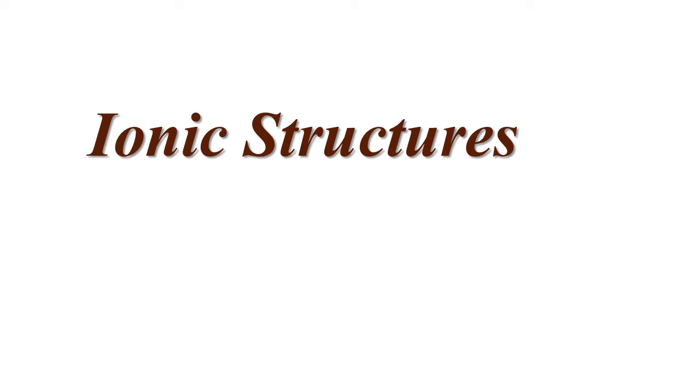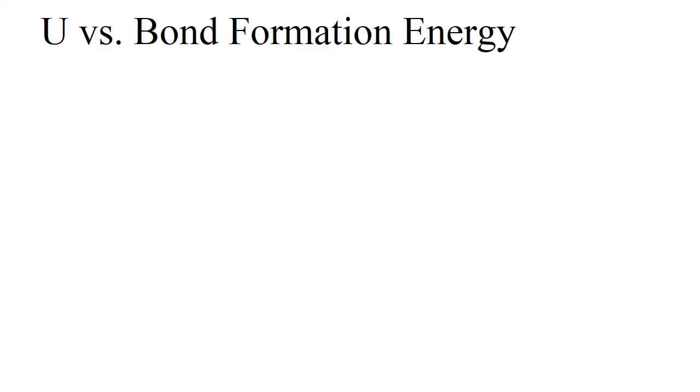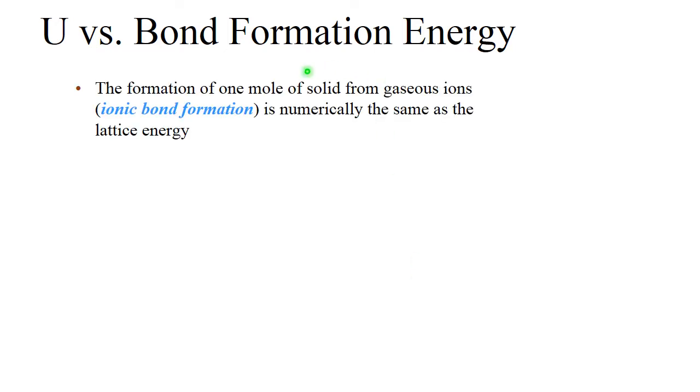So now we know that ions can form very stable compounds of different structures. So how are they bound chemically? What's the nature of formation of 1 mole of solid from gaseous ions is numerically the same as lattice energy. So that's what we name energy of ionic bond.